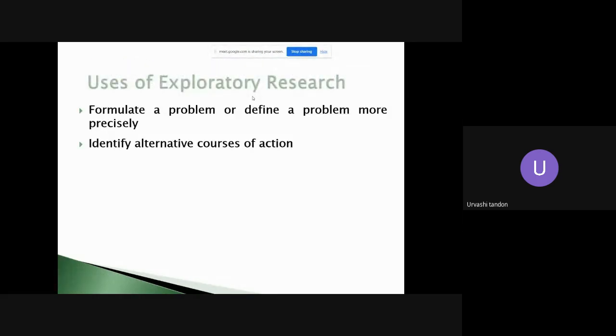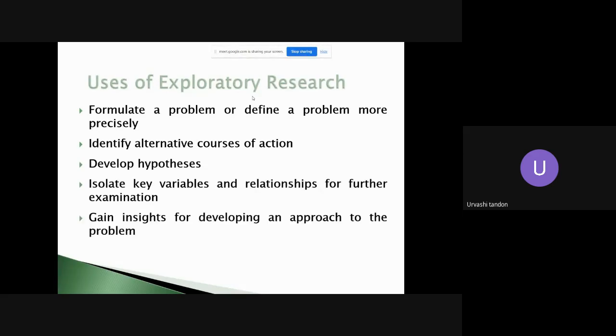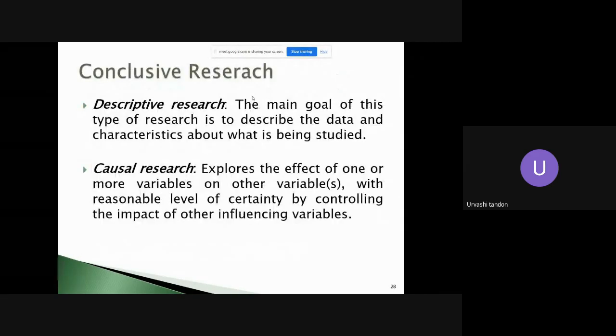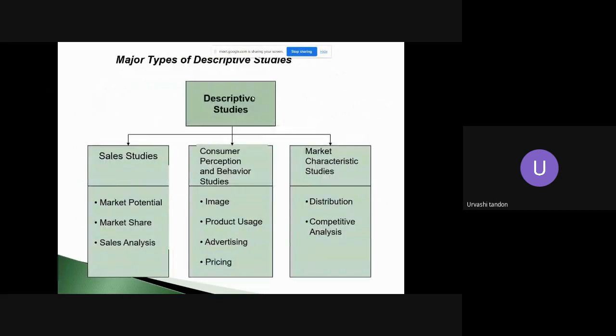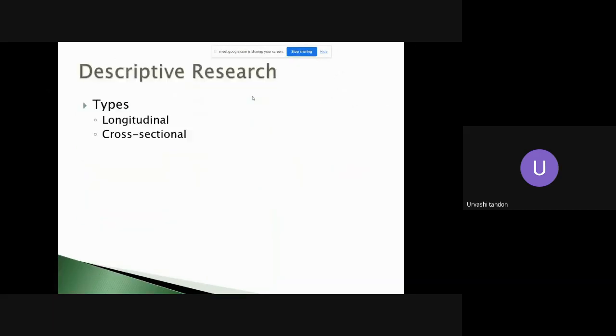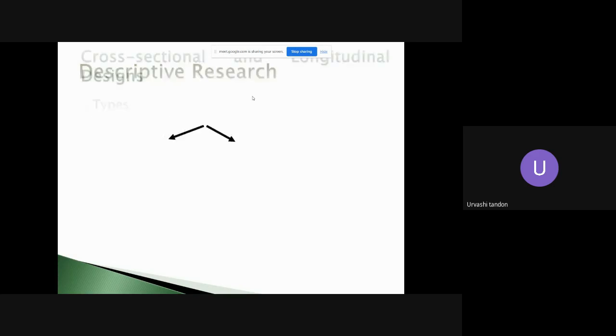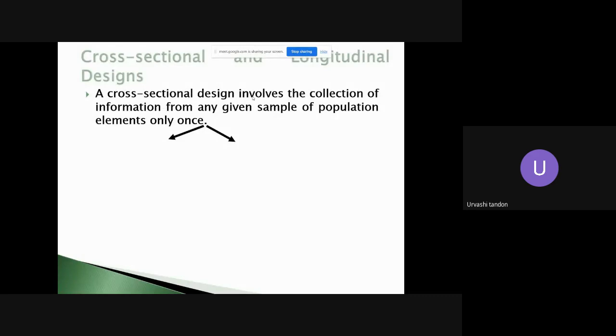So this is something which I've already explained, develop the hypothesis, and then these are the examples of your descriptive studies. Important is, descriptive is of two types, longitudinal and cross-sectional. A cross-sectional design involves collection of information from any given sample only once, right? So generally field studies or survey research. In our management stream, most of the research which we conduct is the cross-sectional research.